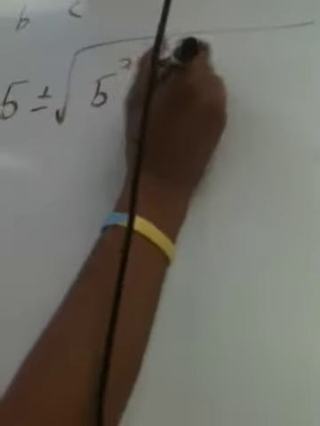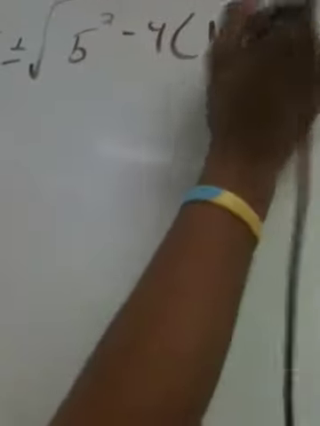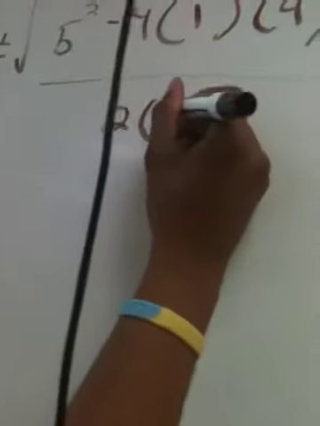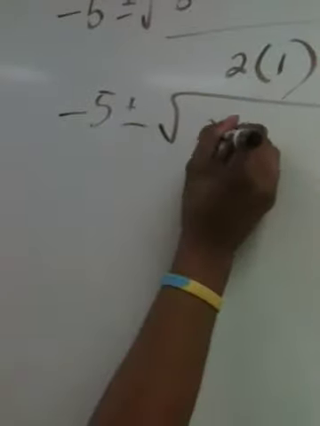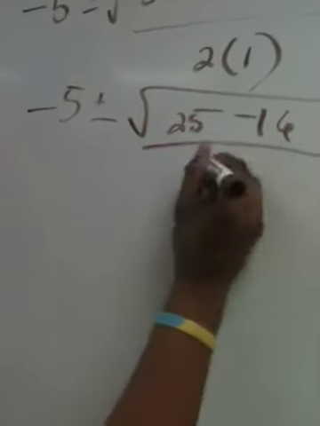The quadratic formula is the opposite of b, so it'll be negative 5 plus or minus the square root of 5 squared minus 4 times a, which is 1 since it's just x squared, times c, which is 4, divided by 2 times a, which is 1. So then we find this out. We get negative 5 plus or minus the square root of 25 minus 16 over 2.